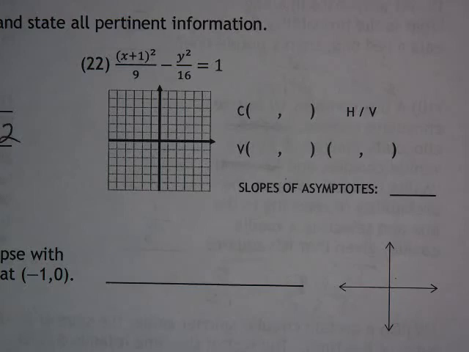32.2 on the back, number 22. This is part of Concept 20, graphing conic sections.